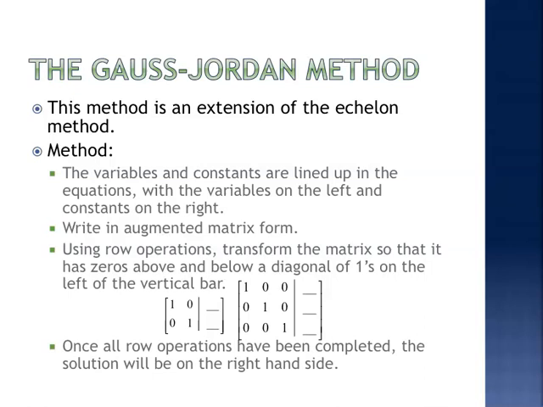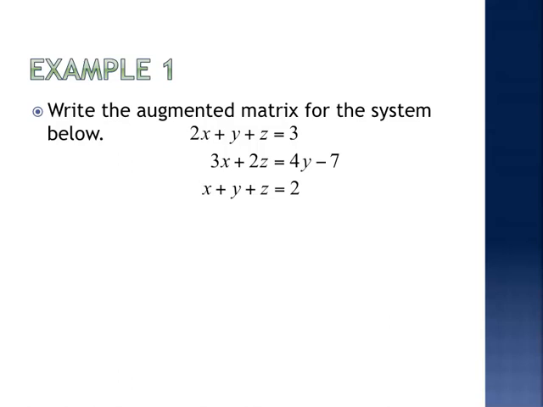Let's take a look at an example. Write the augmented matrix for the system below. 2x plus y plus z equals 3, 3x plus 2z equals 4y minus 7, and then x plus y plus z equals 2. Okay, first thing you want to do to get this into augmented matrix form, you're not solving it here, is you want to line up the variables so that they're the same in each equation. And then on the right-hand side, you'll want to have the constant. In this case, we'll keep the first equation the same. The second equation, I'm going to subtract the 4y over to the left, and we can keep the last equation the same.